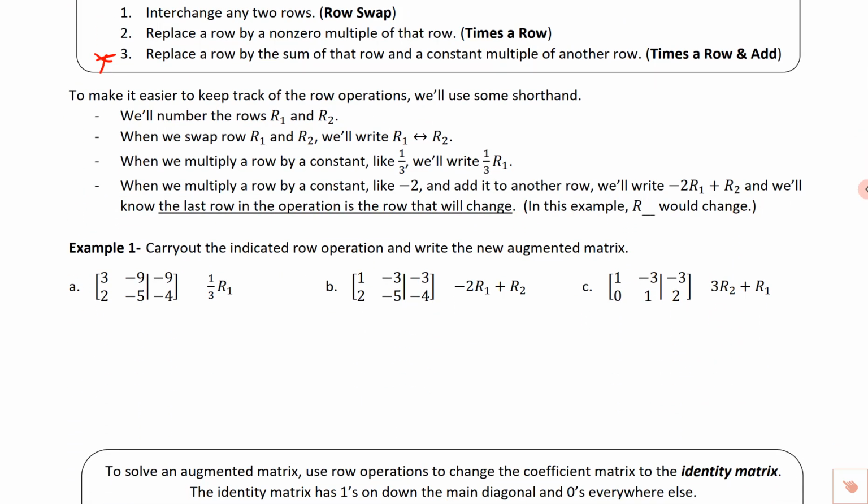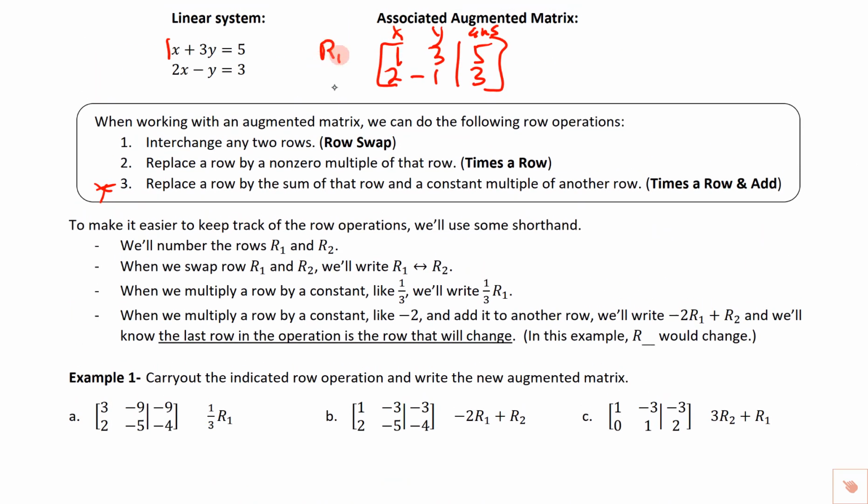So we're going to do some shorthand for this, and I'm hoping this looks familiar, okay? We're going to use R1 and R2 to number the rows so we can keep them straight. So if I come up here, this would be R1 and this would be R2. If we switch the rows, we're just going to write row 1 and row 2, and we're just going to put a double arrow between whichever ones we swap. If we multiply a row by a constant, we're just going to put that constant out in front. So this would mean we're going to multiply row 1 by 1/3.